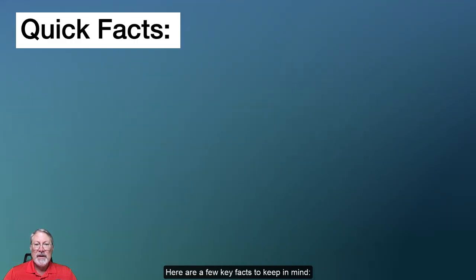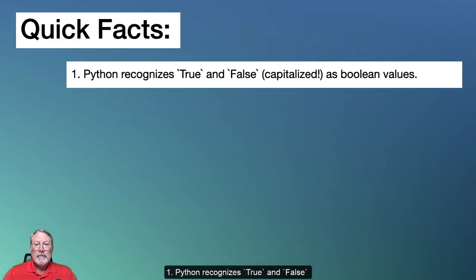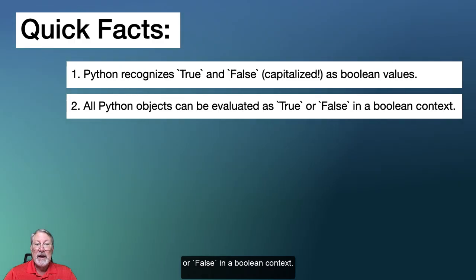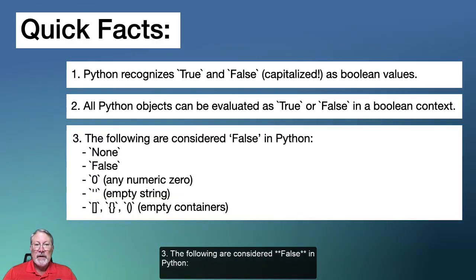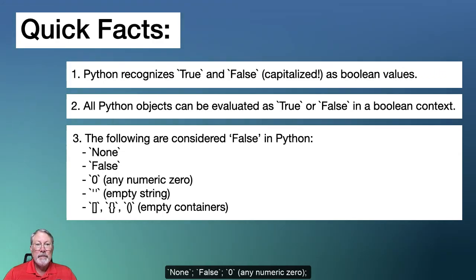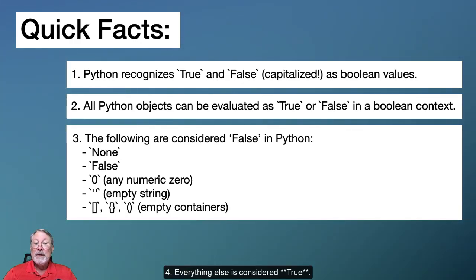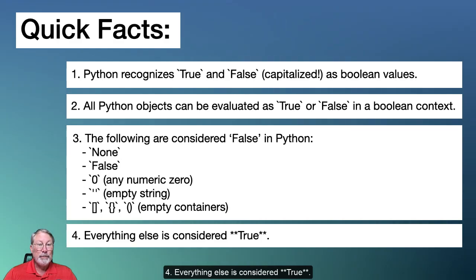Here are a few key facts to keep in mind. The Python language recognizes the reserved words True and False, both capitalized, as Boolean values. All Python objects can be evaluated as true or false in a Boolean context. The following Python objects are considered false in Python: None, False, 0, an empty string, and empty containers. Anything else is considered true.